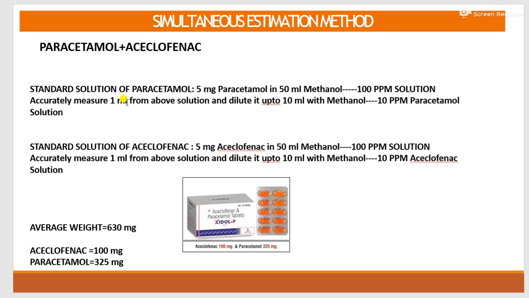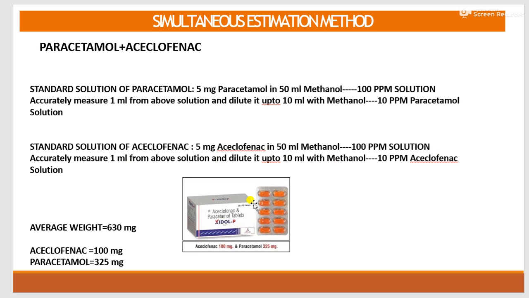From this one take 1 ml, dilute up to 10 ml to get 10 ppm paracetamol solution. Similarly, aceclofenac solution is prepared. 5 milligram aceclofenac dissolved in 50 ml to get 100 ppm solution. From this solution, take 1 ml, dilute up to 10 ml to get 10 ppm aceclofenac solution. The solvent will be methanol.